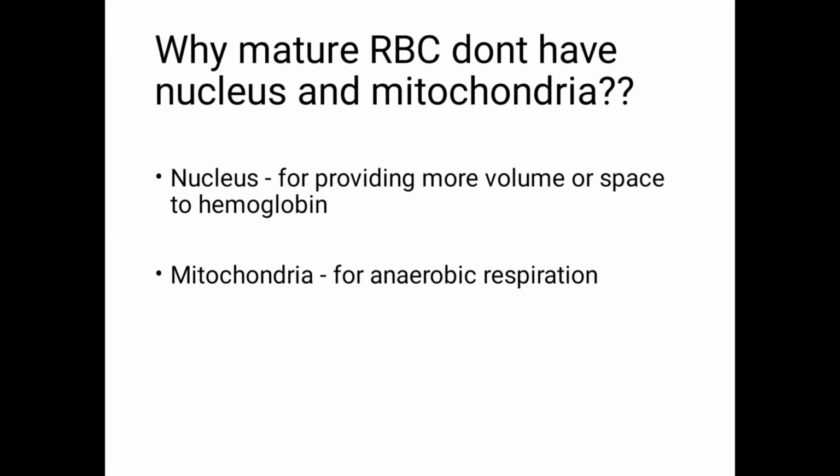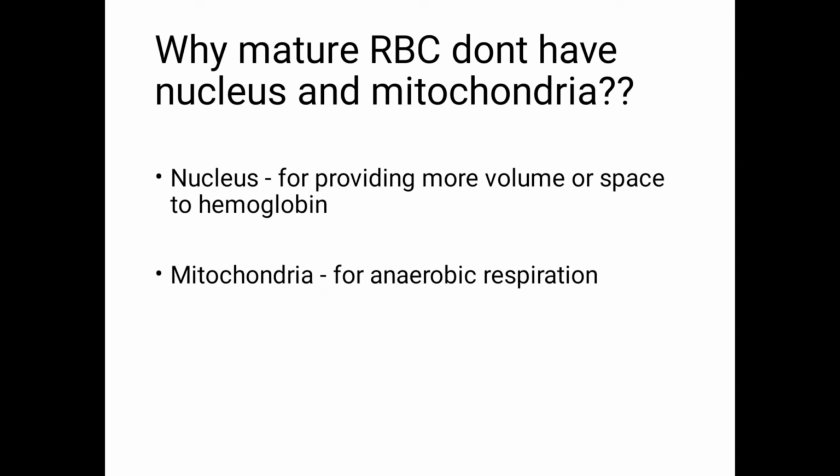Next question is, why don't mature RBCs have a nucleus and mitochondria? As I told you, a mature RBC is an enucleated cell. But why? Because the main function of RBC is the transport of oxygen. For transport of oxygen we need hemoglobin. So to provide hemoglobin more space and more volume, the cells don't have any nucleus.